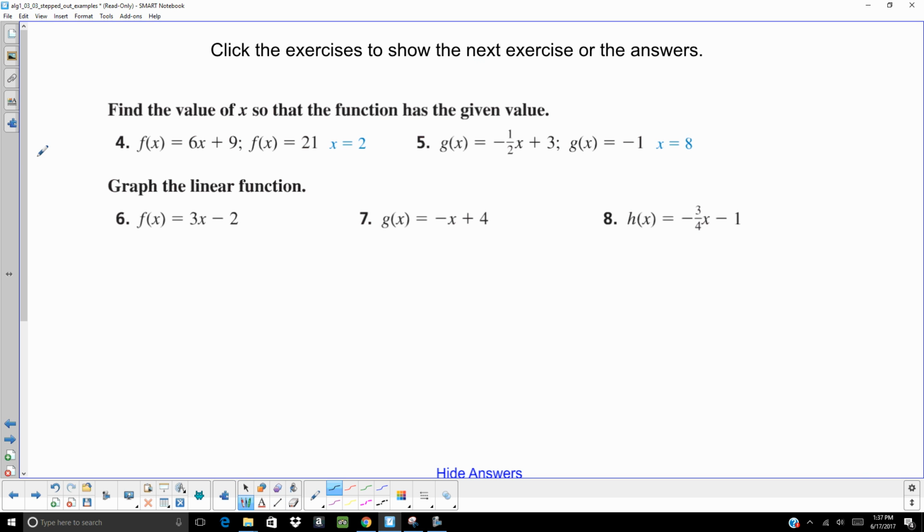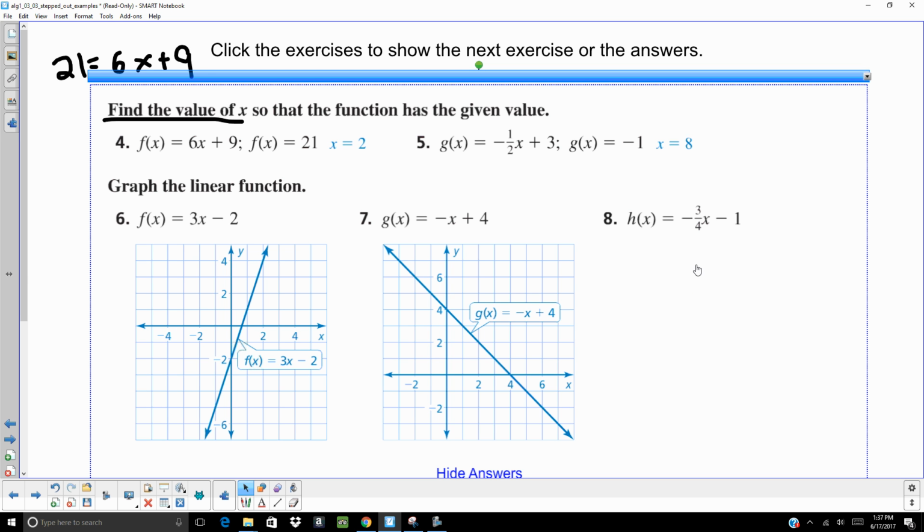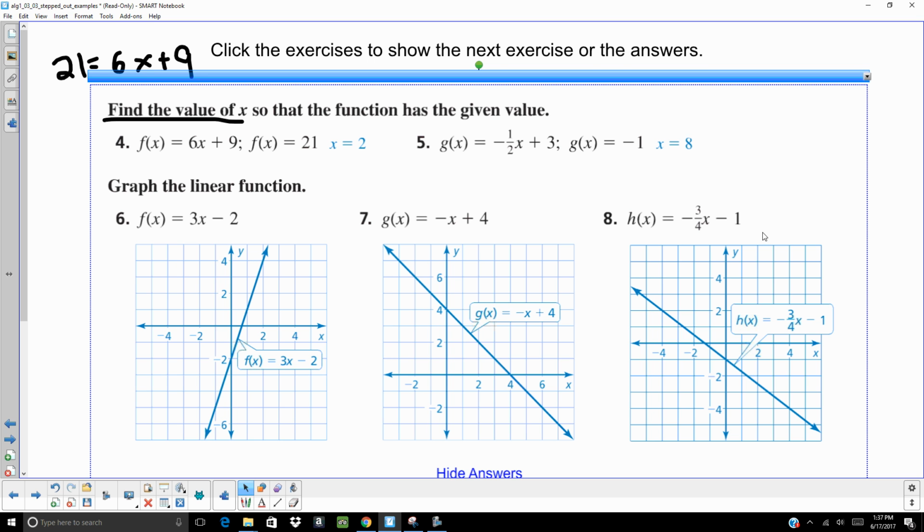Remember on this one, you're going to be setting it up as an equation. So 21 equals 6x plus 9. You're looking for that value of x. They even tell you, find the value of x. So subtract 9, divide by 6. You're setting that equal to negative 1, subtract 3, multiply by negative 2. On 6, 7, and 8, you're going to be making a t-table, or a table of sorts, input-output table. I would choose a couple negatives, 0, and a couple positives to put in there, and this is what your graphs should look like.